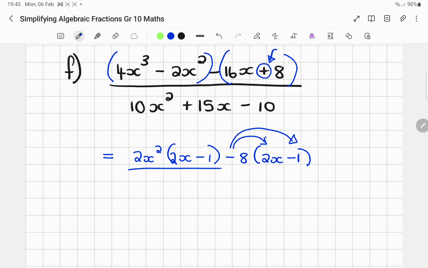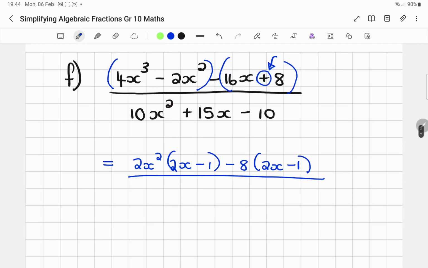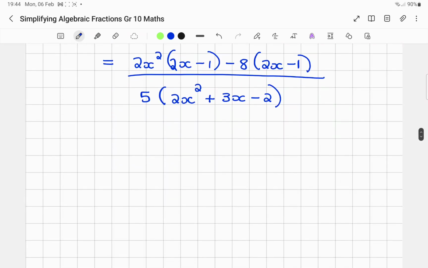Okay, so now hopefully you can see that we can pull out a common bracket. Just want to erase this to make it a bit neater. Okay, over here, I'm not going to make that mistake again. I'm going to pull out a 10. No, I can't take out a 10, sorry. I'm going to pull out a 5. What is left? 2x squared plus 3x minus 2, which will make it an easier trinomial to do.